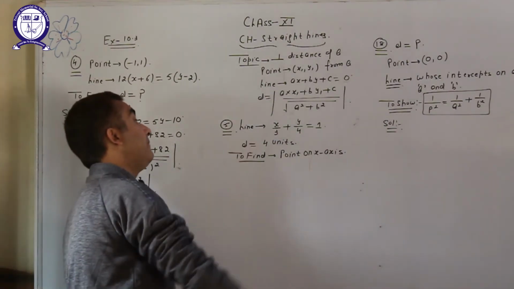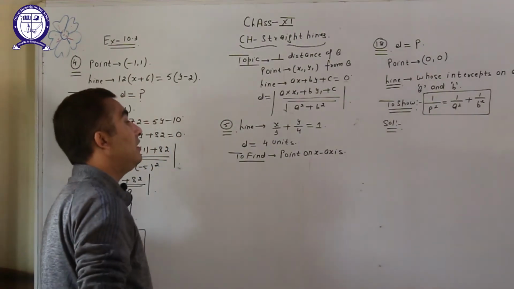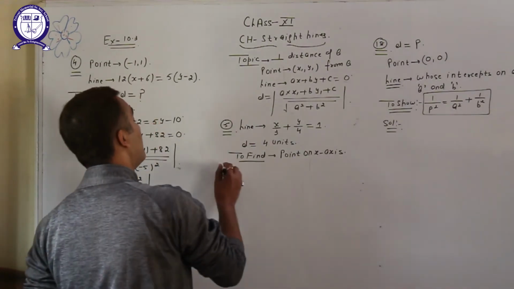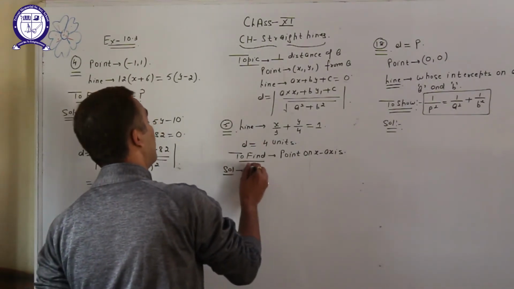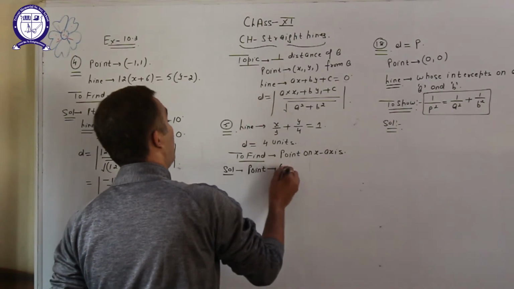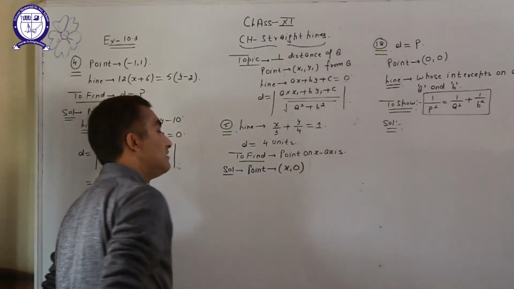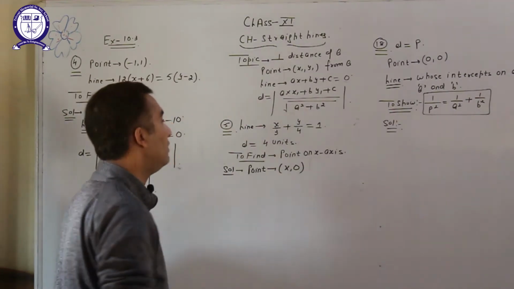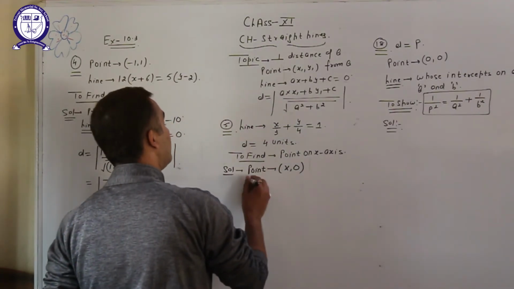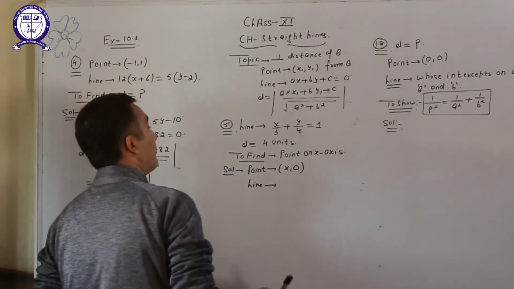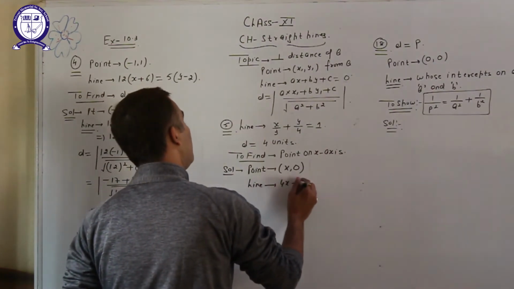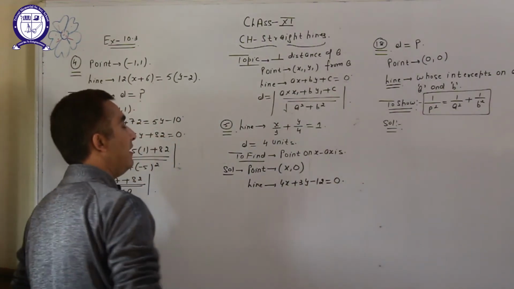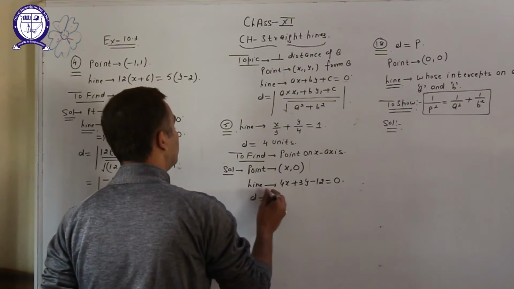Simply, we have fifth question now. Line is there, x by 3 plus y by 4 is equal to 1 and distance is given to us. Question is asking about point on x-axis. As you know, point on x-axis represent as x comma 0 because on x-axis value of y will be 0. Now, D is available to us. First of all, convert into proper equation, general equation of a line by taking LCM. And D is available to us.